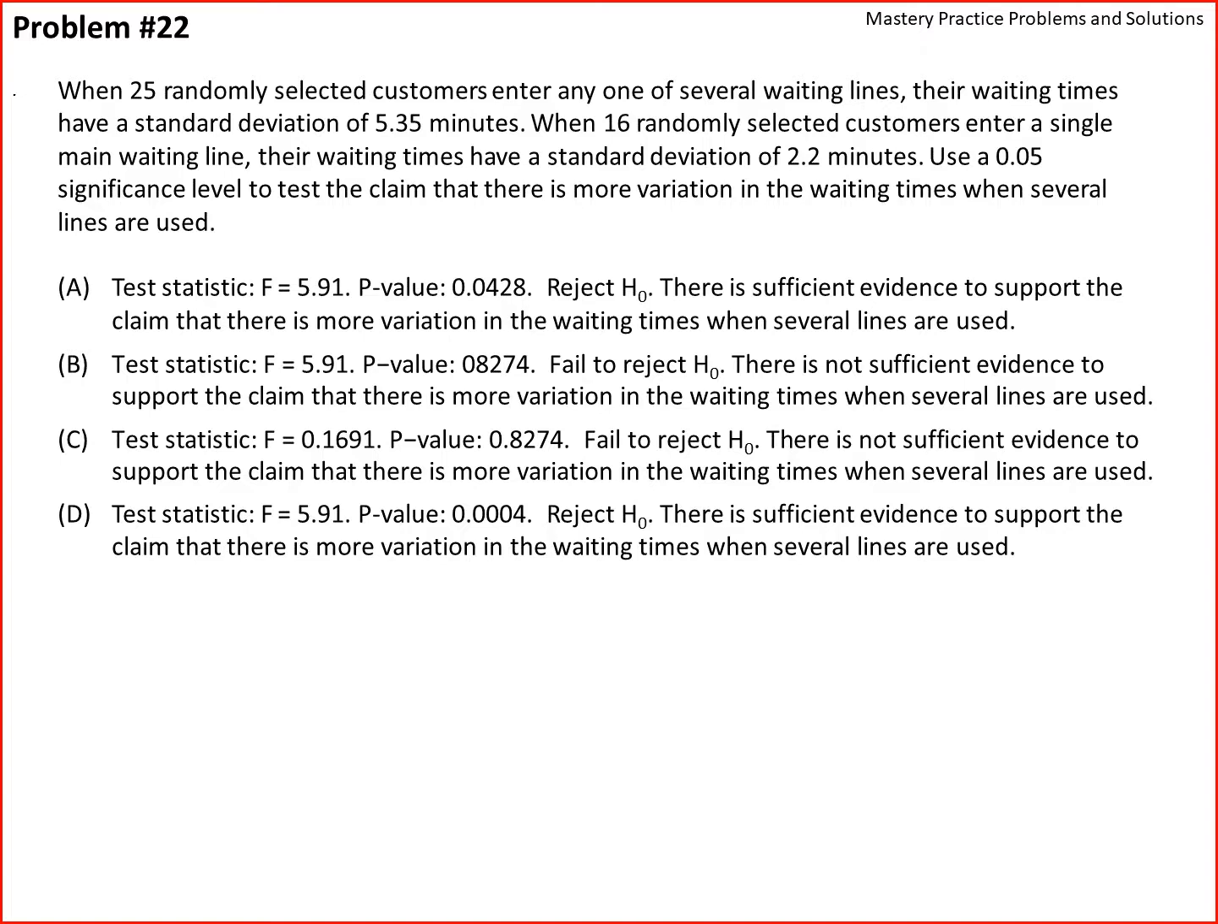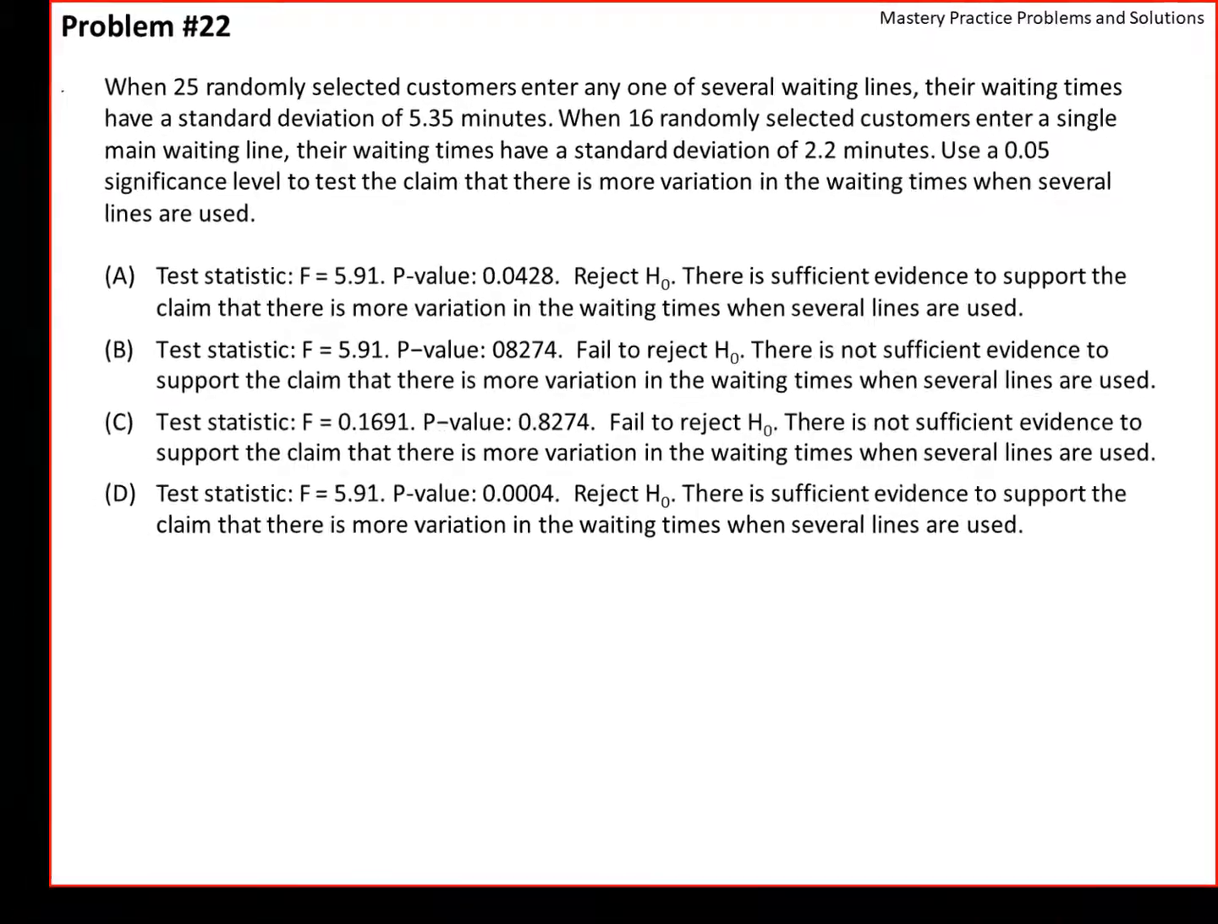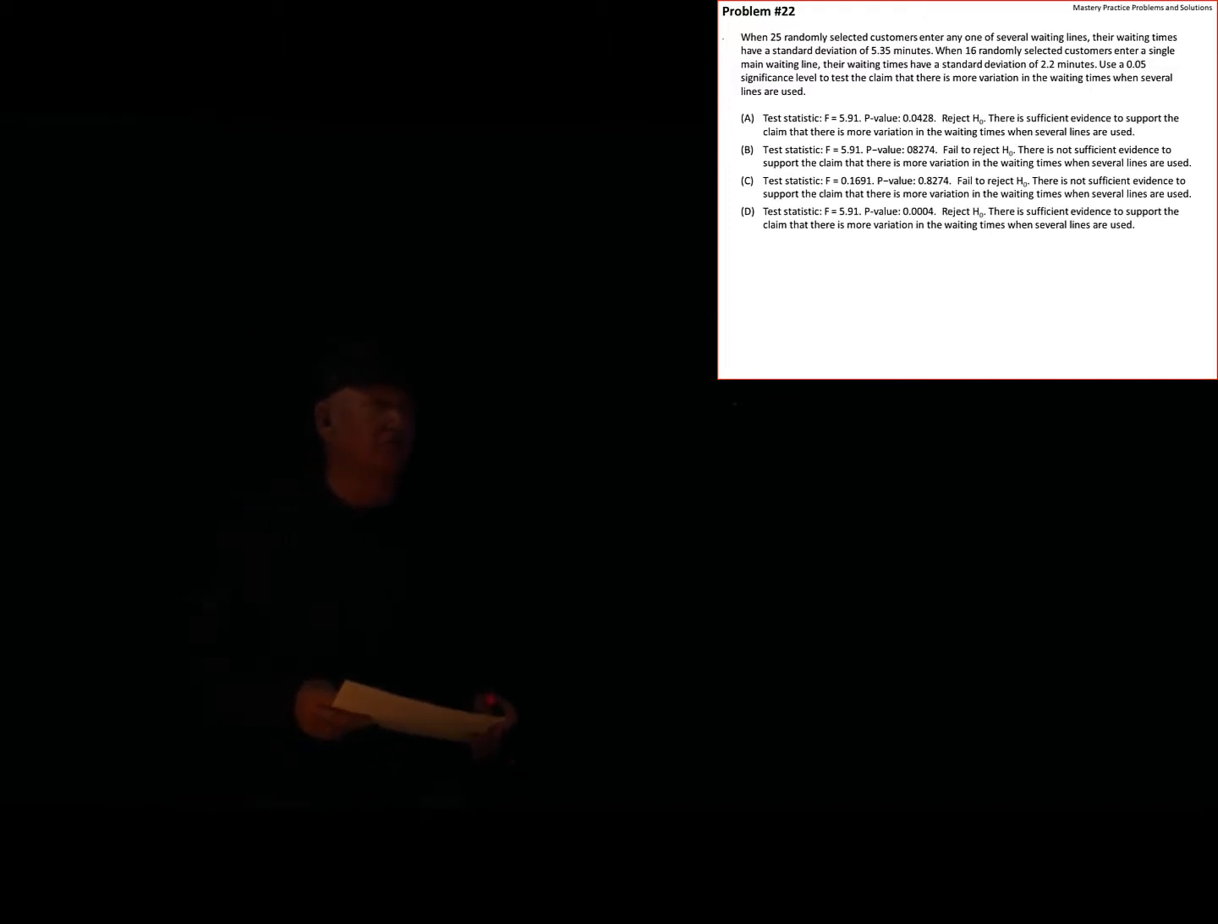Okay, so you've got two numbers, their standard deviations, 5.35, 2.2, clearly different. 5.35 clearly larger than 2.2, but again, what are we asking? We're asking if that difference is significant or not, and we have to do a significance test in order to do that. And this is a test of two variances, which makes use of the F distribution.